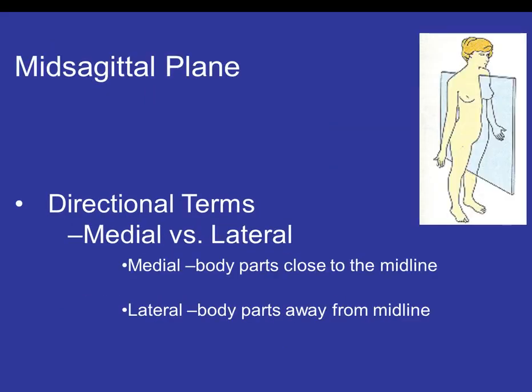Next is our mid-sagittal plane, the one that divides you into right and left. The directional terms associated with this plane are medial and lateral. Medial refers to body parts close to the midline. Your mid-sagittal plane creates this imaginary midline down the middle of your body. Basically it splits right from the top of your head, through the middle of your nose, down the chest bone, and then all the way down in between the legs.